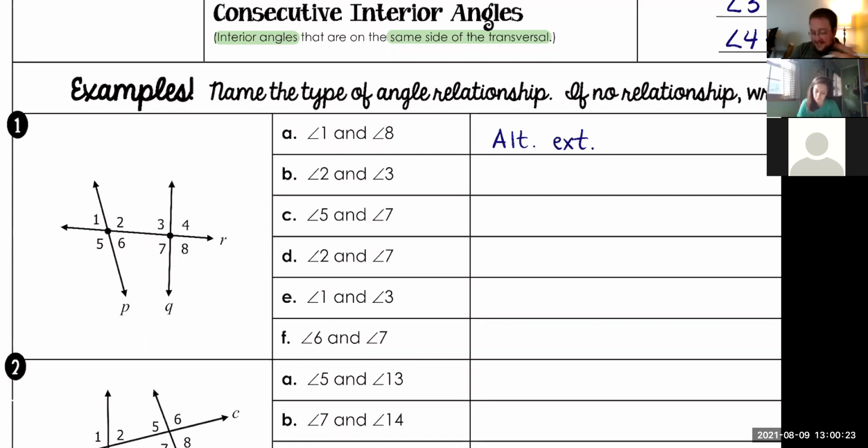Interior means they're inside or between the other 2 lines. So consecutive. I'm going to write that word out just because it feels weird to abbreviate it. Consecutive interior. What about 5 and 7? They're on the same side of the transversal. They are corresponding. They're opening in the same general direction down and to the left. So these would be corresponding.